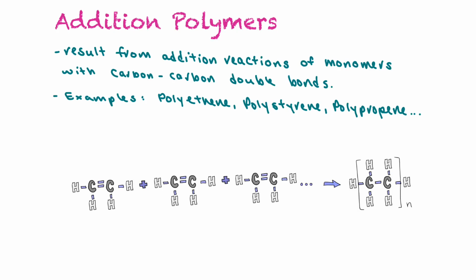So we put a little n there. The monomer now looks like this, with an n to indicate the number of carbons or subunits there would be. So it could be 100 or 25 or 500. n is a placeholder.